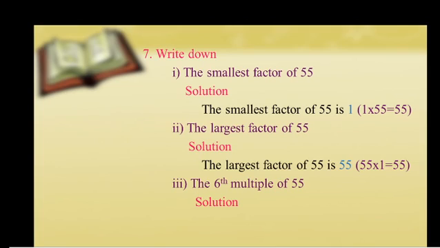The sixth multiple of 55. Here 6 is the natural number, 55 is the given number. That is, given number into natural number will get multiples. So the sixth multiple of 55 is 330. 6 fifty-fives are 330.